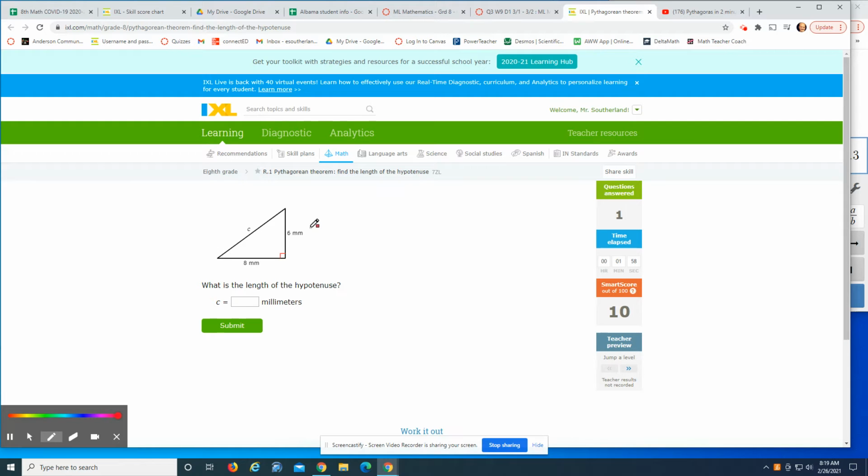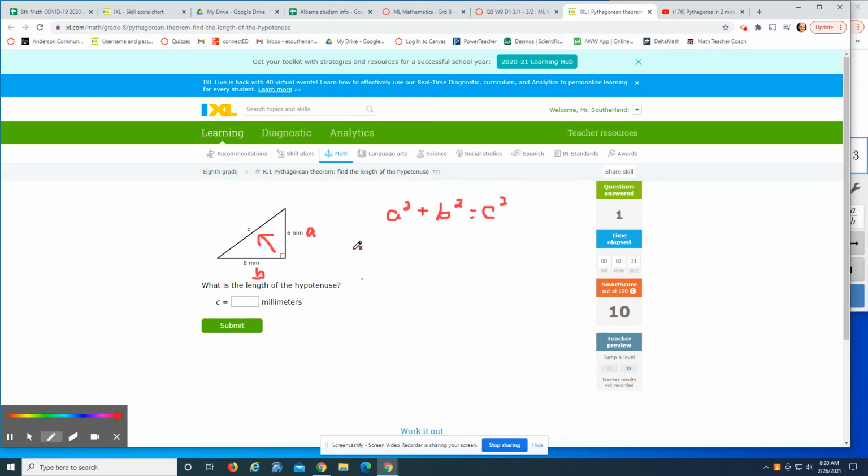Again, I label the small one A, the next one B, and C is always the one across from the right angle. We're always trying to find C for this particular IXL. Then again, it says a squared plus b squared equals c squared. This is used a lot in construction. It also tells you whether or not something is going to have a right angle.